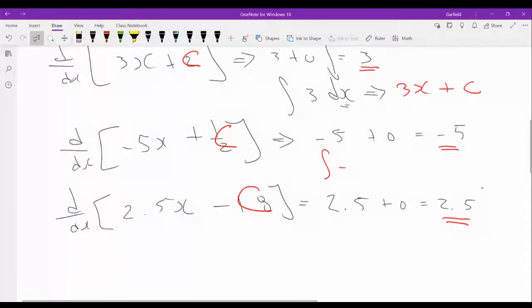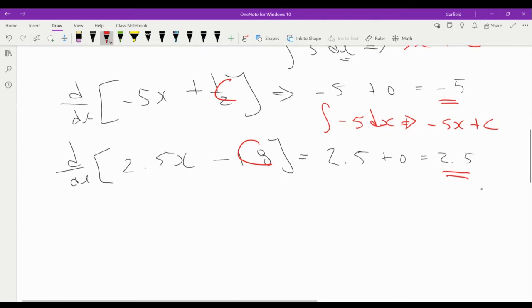How about if we take the integral of negative 5 with respect to x? What is that equal to? Negative 5x plus c. How about the integral of 2.5 dx? 2.5 what? You're missing something there. x plus c.